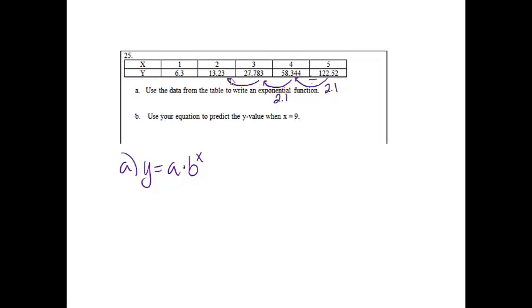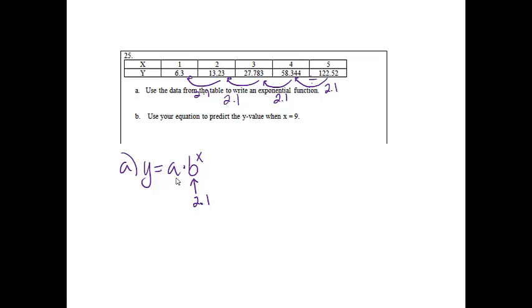And let's just keep going, make sure. 27.783 divided by 13.23. Once again, I get 2.1. And then if I do 13.23 divided by 6.3, that also gives me 2.1. So my growth rate is definitely 2.1.